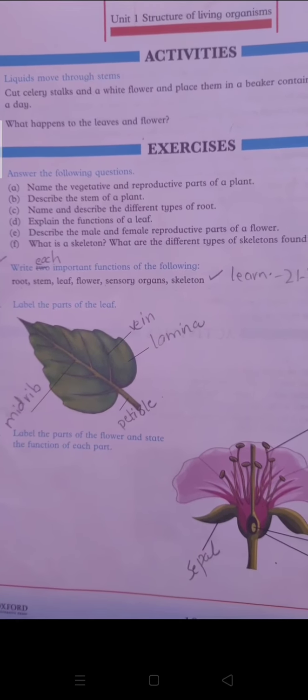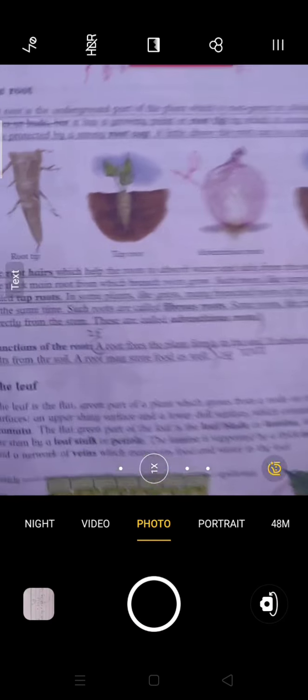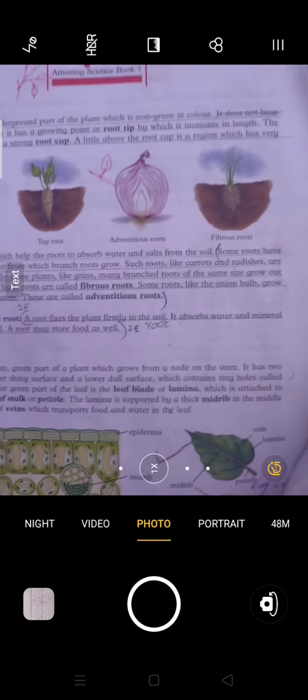The next question in the exercise is, write an important function of each of the following: root, stem, leaf, flower, sensory organs and skeletons. Here on page number 3 are written the functions of root. You can write any two. The next is the stem. The stem bears leaves, fruits, flowers and supports the plant.